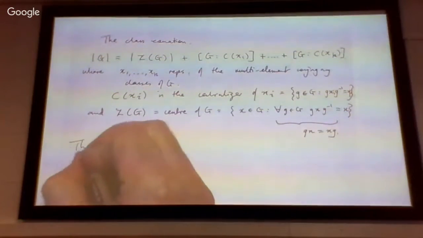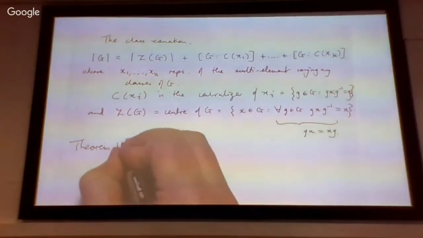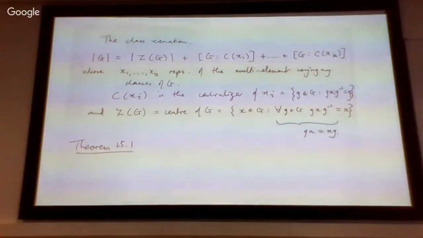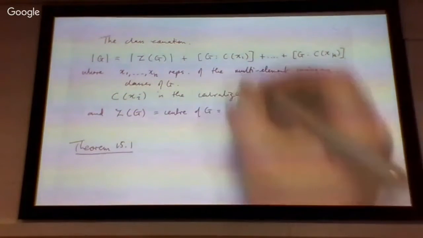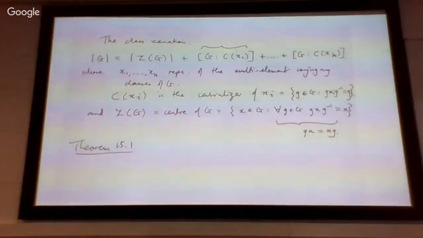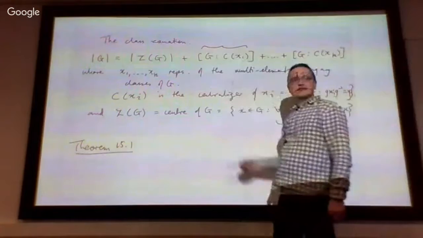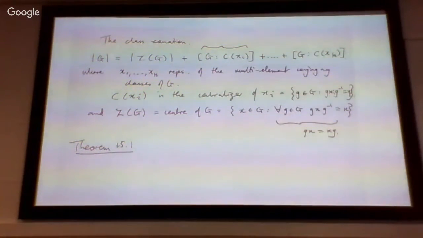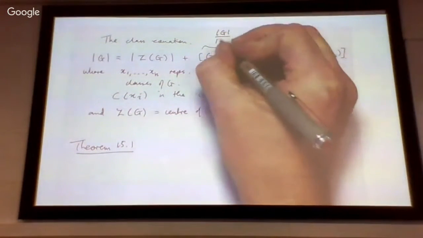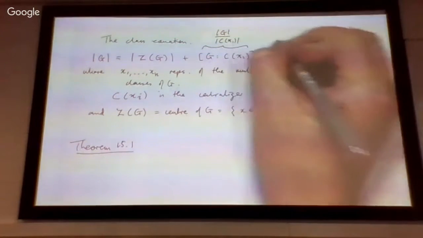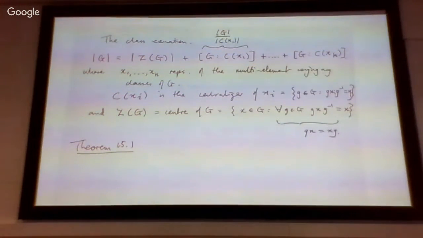Okay, so let's go for Cauchy's theorem. Is that okay? Everybody happy with the statement of the class equation? Oh, and I should say, each of these terms is the index of C(xi) in G, the number of cosets of that. It's the number of elements in the conjugacy class. It's just a simple quotient, G over C(xi), or size of G over size of C(xi).